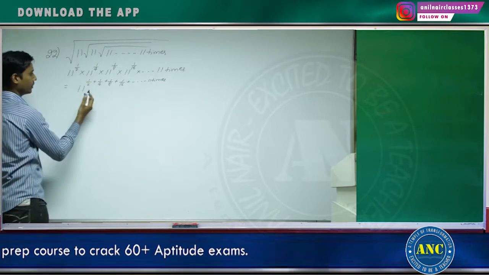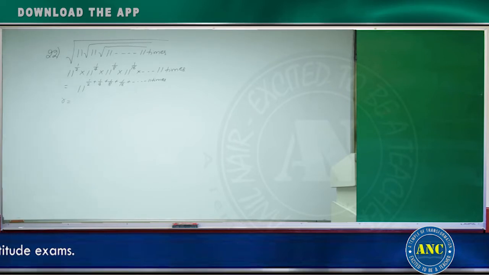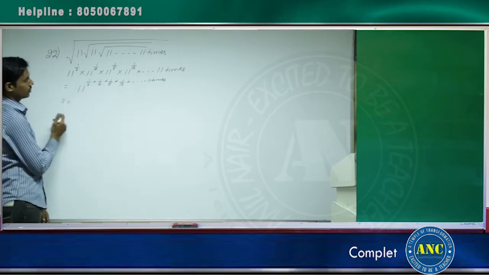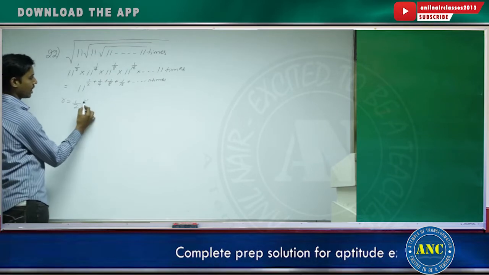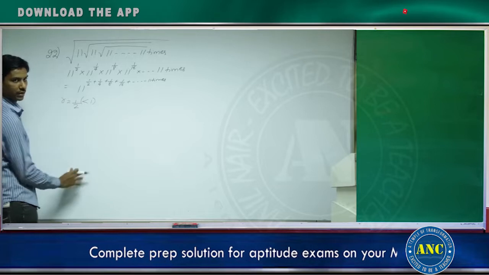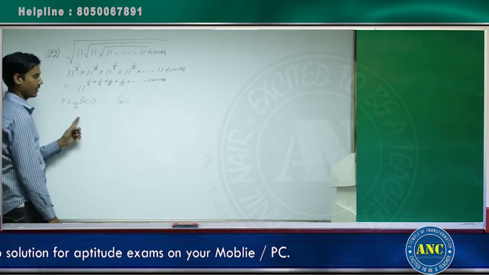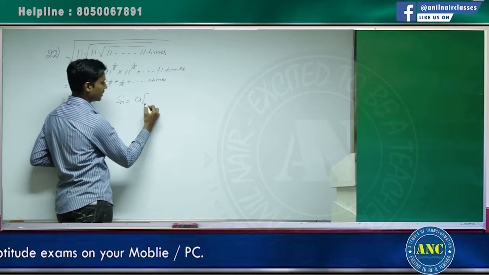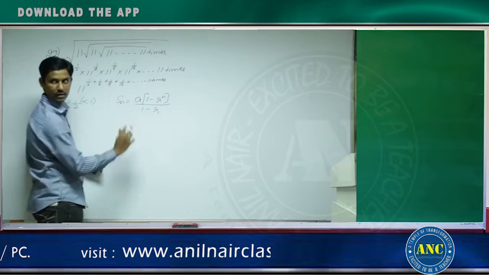If you see, what will be the ratio? Half will be the ratio. Half is nothing but less than 1. The sum of n terms in a geometric progression when r is less than 1 is a into 1 minus r power n divided by 1 minus r. This is when r is less than 1.